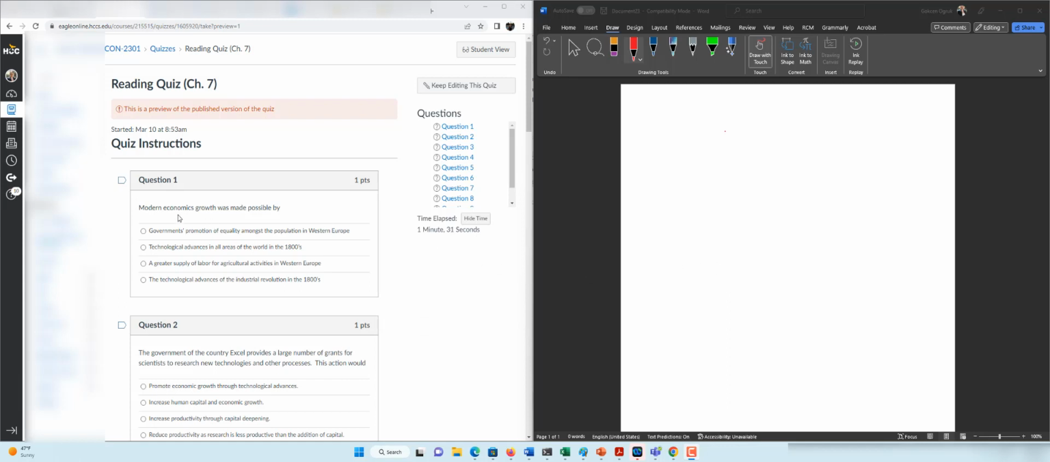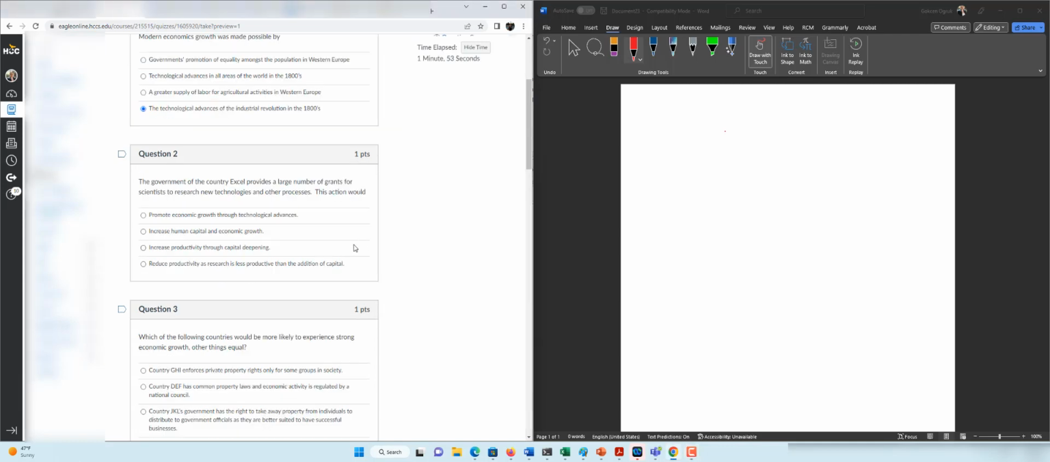First question, modern economic growth was made possible by... if you realize modern economic growth started with the Industrial Revolution, therefore it started with the technological advances of the Industrial Revolution in the 1800s.